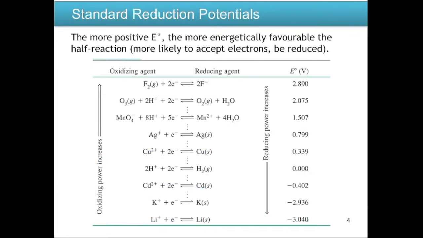So I want to step back a little bit and talk about the standard reduction potential that we talked about in the last video. That's going to be a half reaction. So the question becomes, how do we measure this? How do we get the voltage of a half reaction if it isn't even a full reaction? We can't just have fluorine gas and have it make fluoride ions, because that's not a full reaction. So how do we measure this 2.890 volts or the 2.075 volts or anything else in this table?